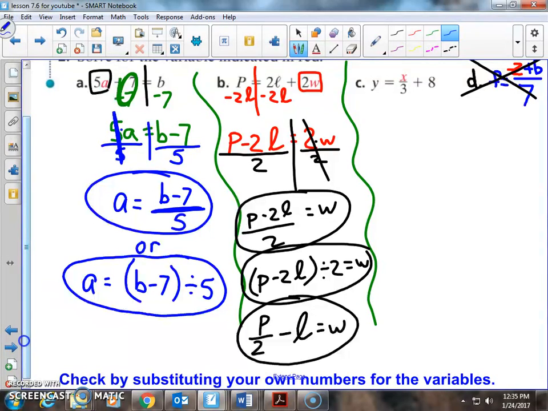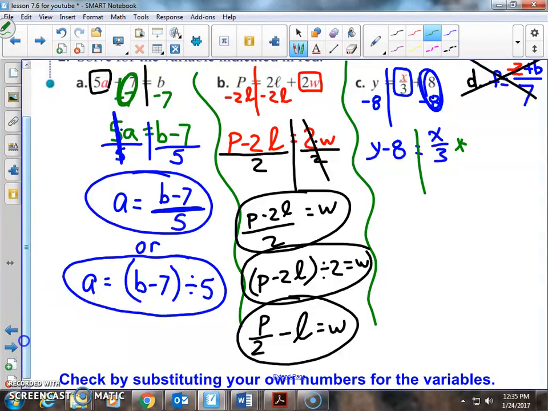And then letter C on here. Again, we'd look for distributive property. I don't see any. Combine like terms, none of those. Undo addition and subtraction. I would subtract 8. On the left side it says y minus 8. On the right side I'm left with x over 3. X over 3 means x divided by 3. So I'm going to come along and multiply by 3 on both sides. 3's cancel. I have x all alone now.